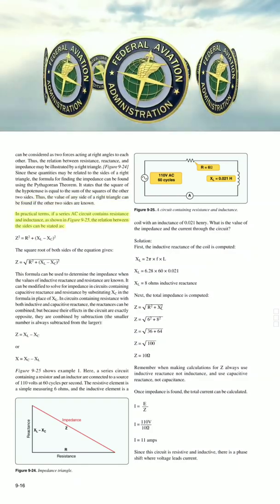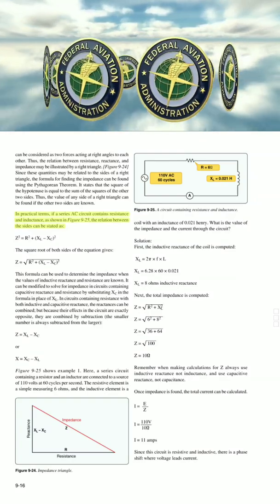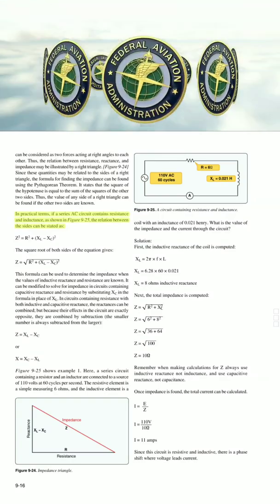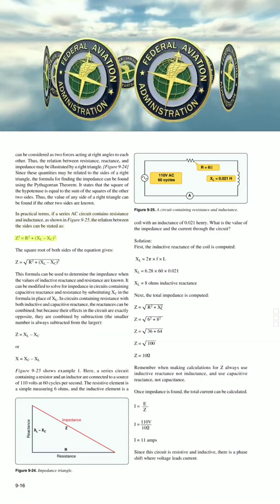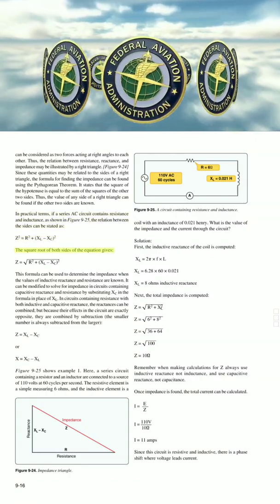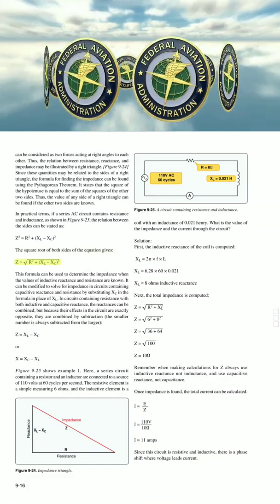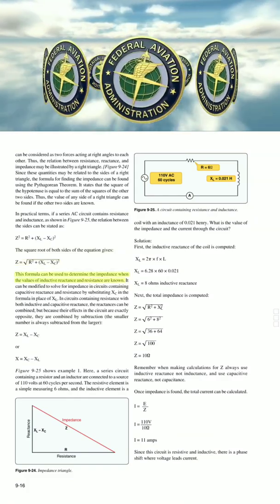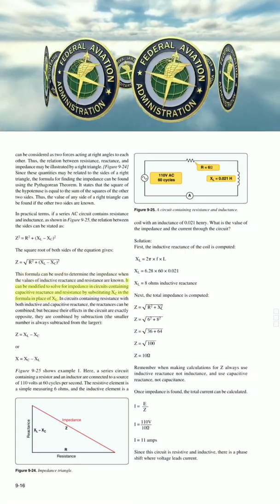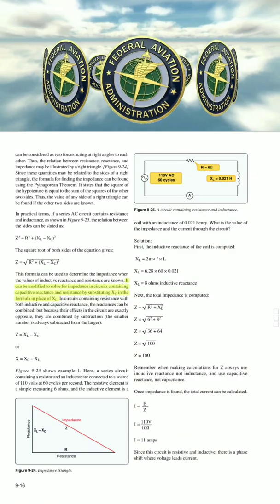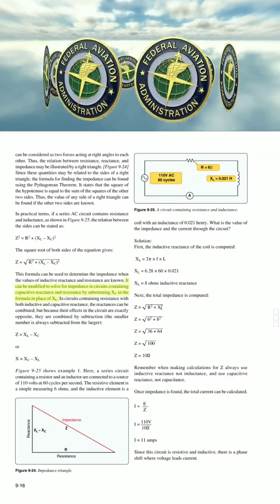Thus, the value of any side of a right triangle can be found if the other two sides are known. In practical terms, if a series AC circuit contains resistance and inductance, as shown in figure 9-25, the relation between the sides can be stated as Z² equals R² plus (XL − XC)². The square root of both sides of the equation gives Z equals √(R² + (XL − XC)²). This formula can be used to determine the impedance when the values of inductive reactance and resistance are known. It can be modified to solve for impedance in circuits containing capacitive reactance and resistance by substituting XC in the formula in place of XL.